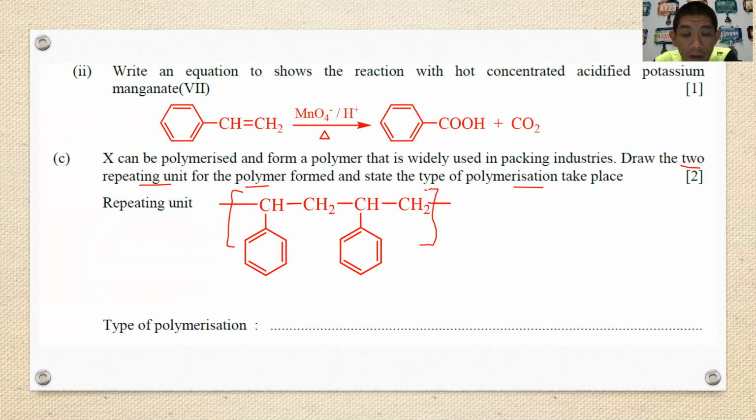Okay, and what is the type of polymerization? This is additional polymerization. So this one you should be able to write out. Teacher, can I write addition polymerization? Cannot. If you write addition polymerization, it's not correct. So it must be strictly additional polymerization. Okay, so with that, that is for question number 3.